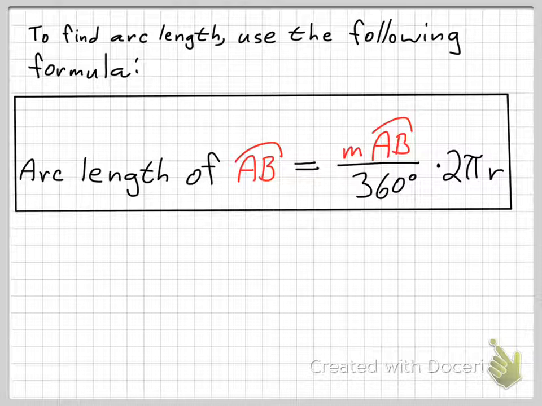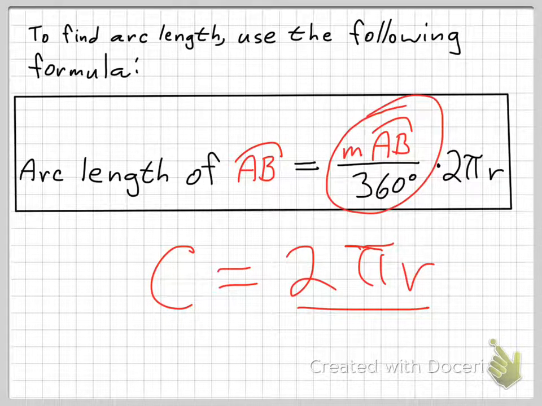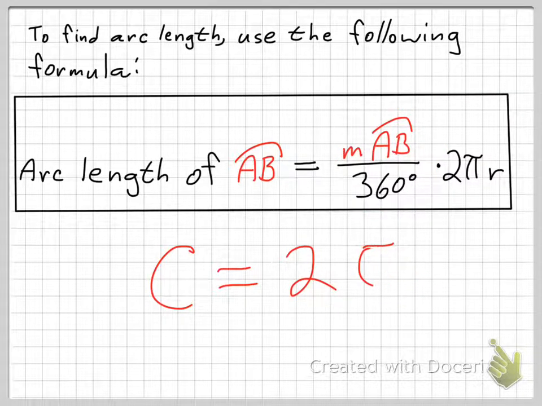So remember, the circumference of a circle is equal to 2 pi r, right? So this is basically your circumference. If you take your circumference and multiply it by the fraction that the arc is taking up of the whole entire circumference, then you get the arc length, and that's what we're doing.